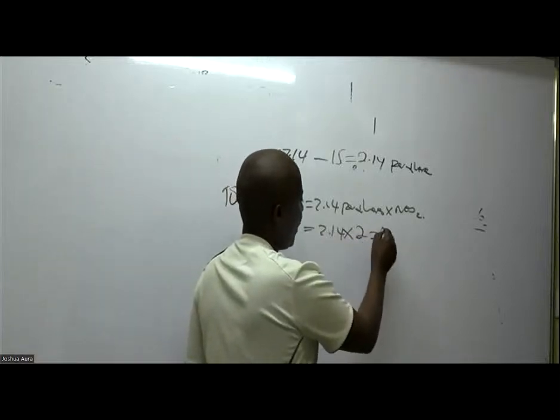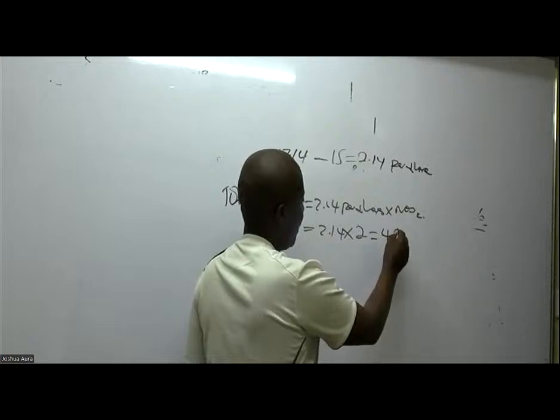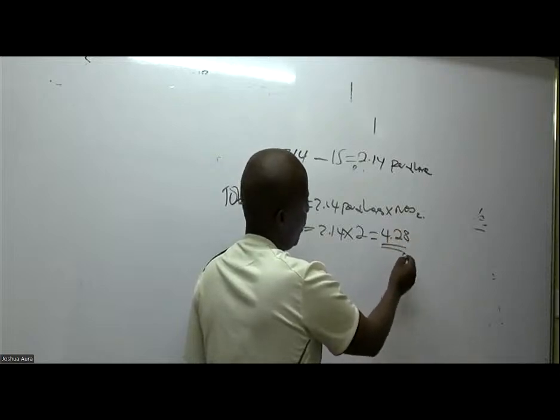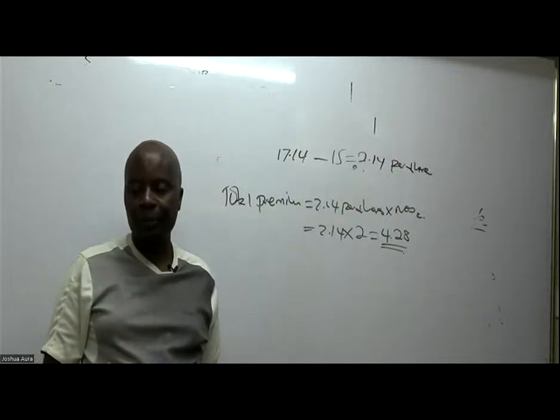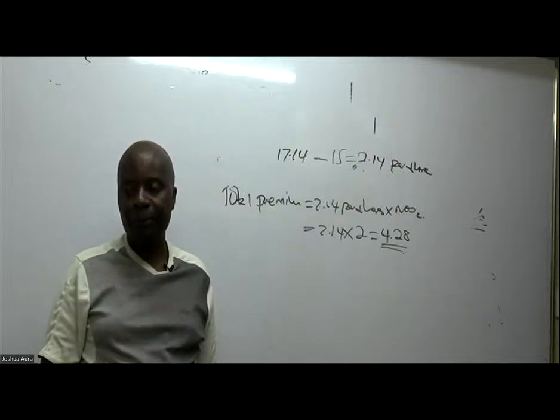2.14 times 2, which will end up giving us 4.28. So are we together really here? Are we together here?